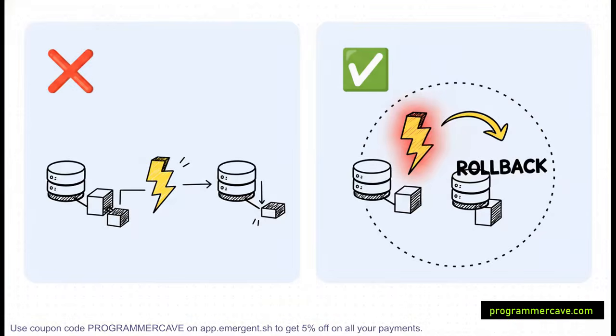And this slide right here, it shows you the why perfectly. On the left, without transactions, if an error happens midway through, our database is left in a corrupted, inconsistent state. But on the right, with transactions, that rollback command just erases everything we did. This is a concept called atomicity. Either all the changes succeed, or none of them do.